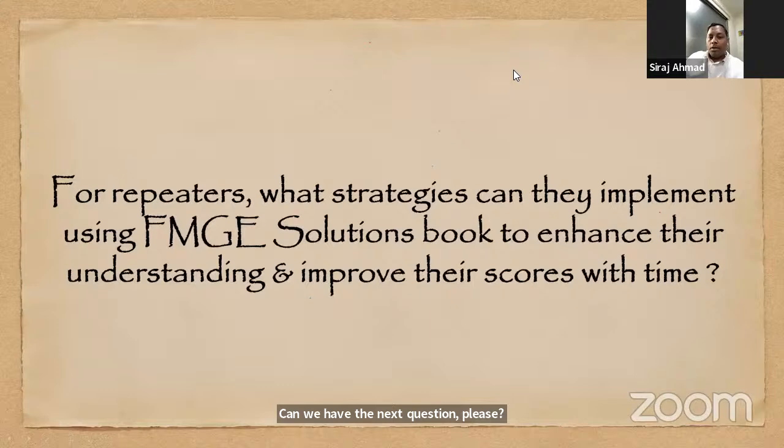Okay. For repeaters, what strategy can they implement using FMG solution to enhance their understanding? For repeaters, I would strongly say कि अगर आपने नहीं किया है तो एक काफी बड़ी गलती करते आ रहे हो अभी तक. Start looking onto the questions that have been asked. Read their explanation very carefully and try to improvise your basics.